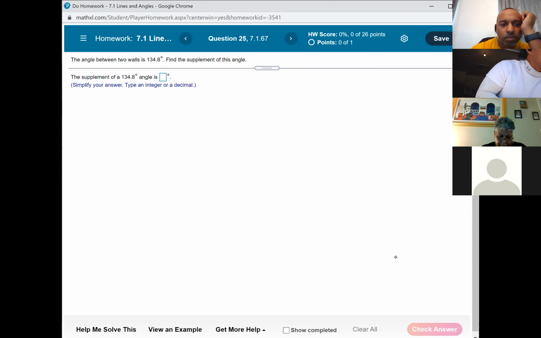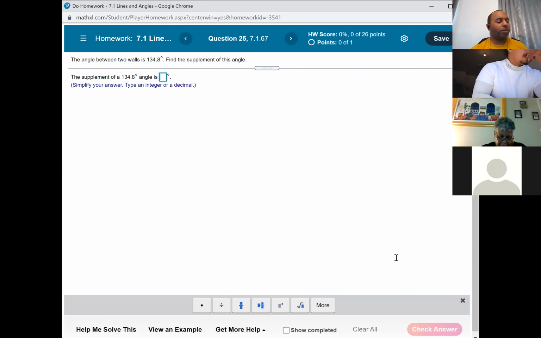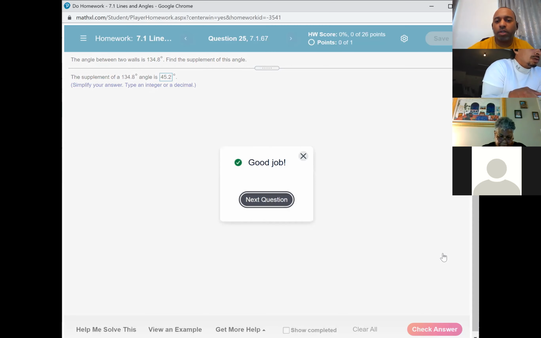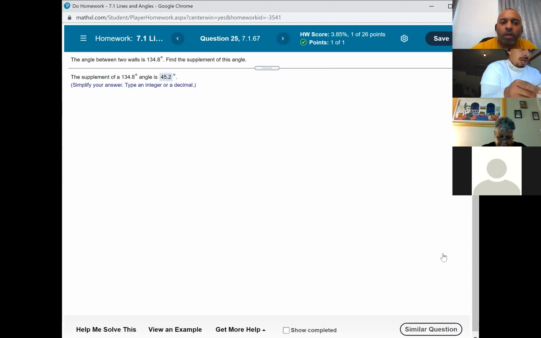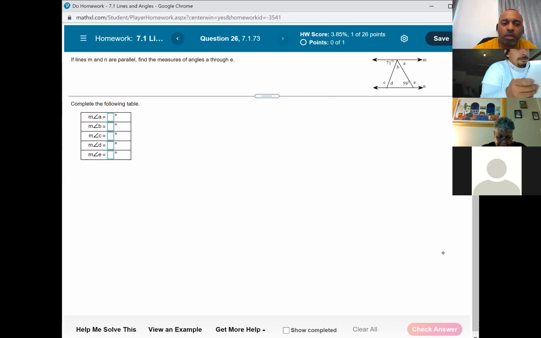But down at the bottom it says the supplement of a 134.8 angle is. That should just be subtracting it from 180. The supplement of 134.8 is 45.2. Yep, it was just subtracting it from 180. If it said complement, then it would have been subtracting it from 90. Let's see, is any other one parallel? Oh, that's it. That's not the problem.